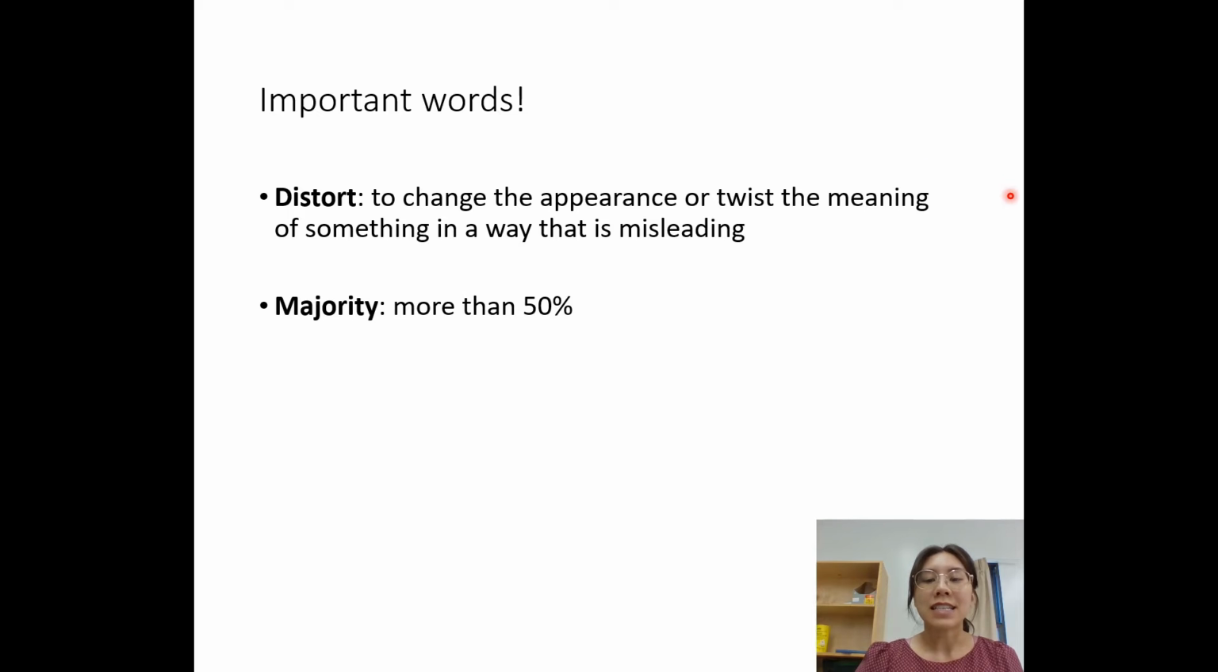Now, before we continue on with the lesson, there are two words that I want you guys to keep in mind and be familiar with, as I will continue to use these words throughout the lesson and throughout the unit. The first word is distort. Now, distort refers to a change in the appearance or maybe a twist in the meaning that could lead to misleading information. Secondly, the second word is majority. So majority means more than 50%.